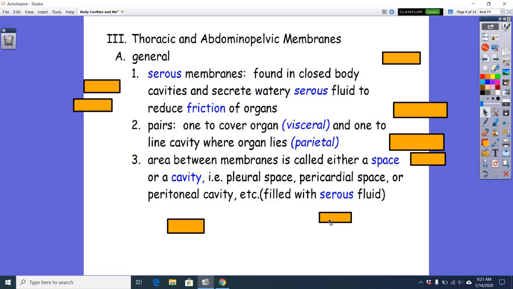And so the area between both the visceral and the parietal membrane is a space or a cavity. We're going to say it's either a pleural space if it's found within the pleural cavity, pericardial space if it's in the pericardial cavity, or peritoneal if it's in the abdominopelvic cavity, which we'll look at in a second.